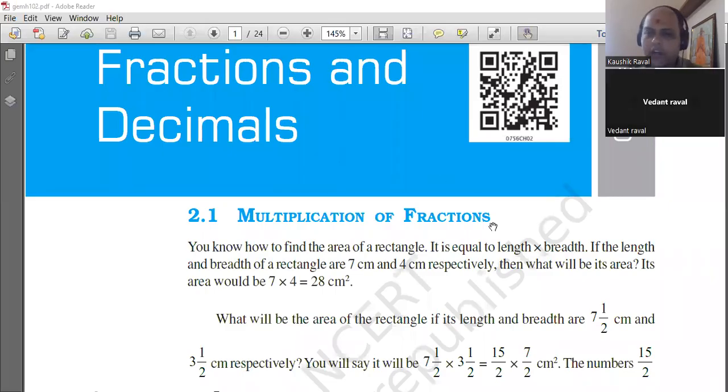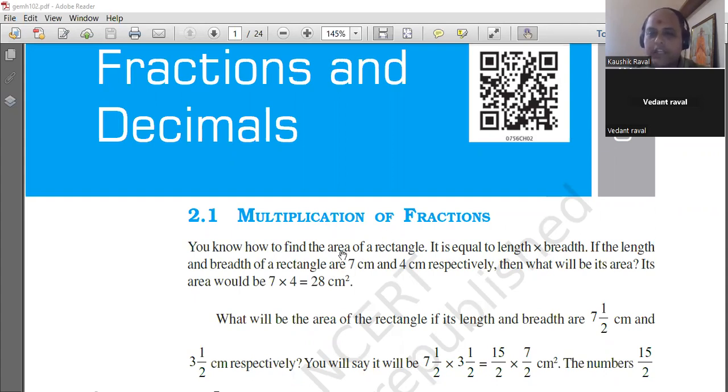Okay, so what do we have here? The day before yesterday we talked about simple basics of fractions, addition and subtraction of fractions, like and unlike fractions, proper and improper fractions, everything like that. Now, next is multiplication of fractions.